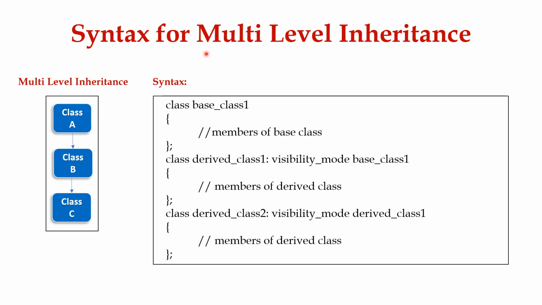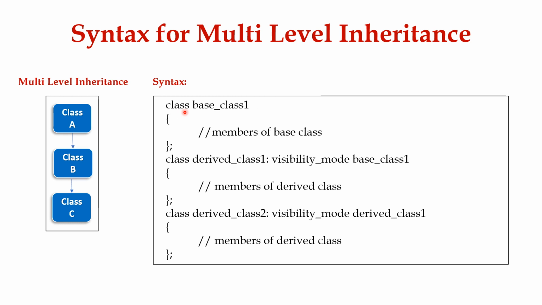Let's learn the syntax for multi-level inheritance. First, let's consider this example where we have three classes, namely class A, class B, and class C. Class A serves as a base class for class B. Then class B serves as a base class for class C. Here, class B acts as both base class and derived class, so it is also called the intermediate base class. By considering this example, let's look into the syntax for multi-level inheritance.